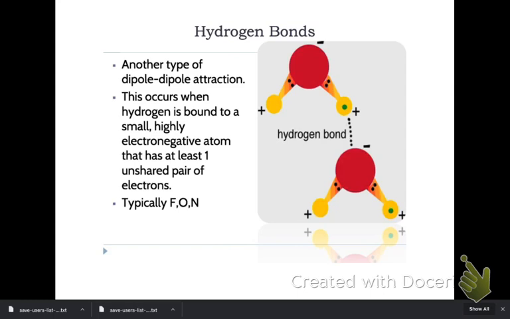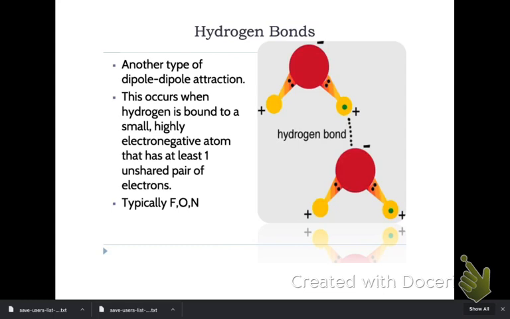And the last intermolecular force is a hydrogen bond, and these are the strongest. It's another type of dipole-dipole attraction. So if we were talking about hydrogen bonding and asking what kind it was, you could say it's a dipole-dipole. It occurs when you have hydrogen, of course, that's why it's called hydrogen bonding, but hydrogen has to be attached to or bound to a small, highly electronegative atom that has at least one unshared electron pair.